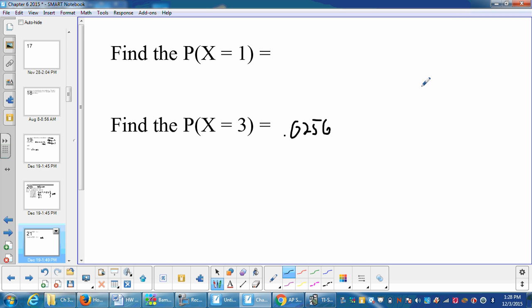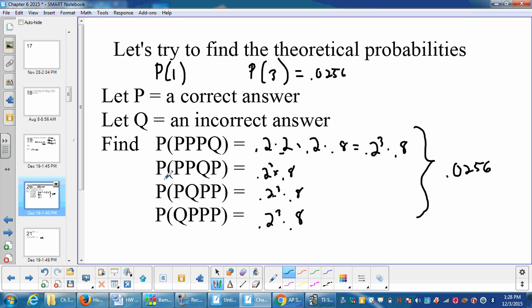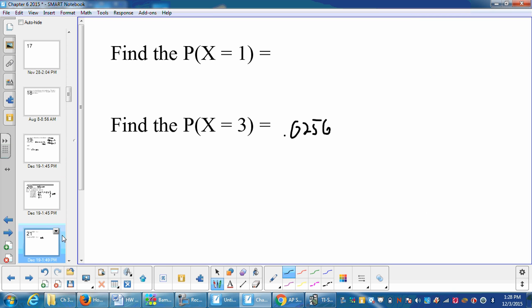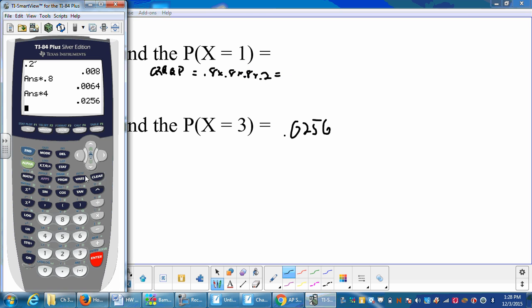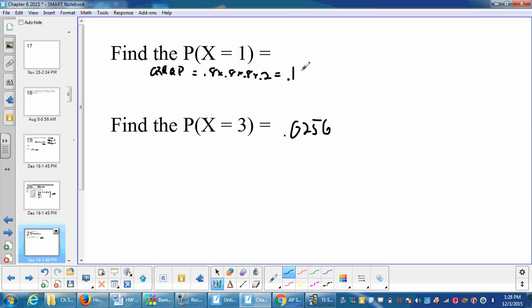Now, to get 1 question right, it's pretty much the same situation, but the P's and Q's are switched around. You only get 1 of them right. So there's still going to be those 4, but then it would be Q, Q, Q, P. So that means that we have 0.8 times 0.8 times 0.8 times 0.2. So it's 0.8 to the third times 0.2. And that's just one instance, 0.1024.